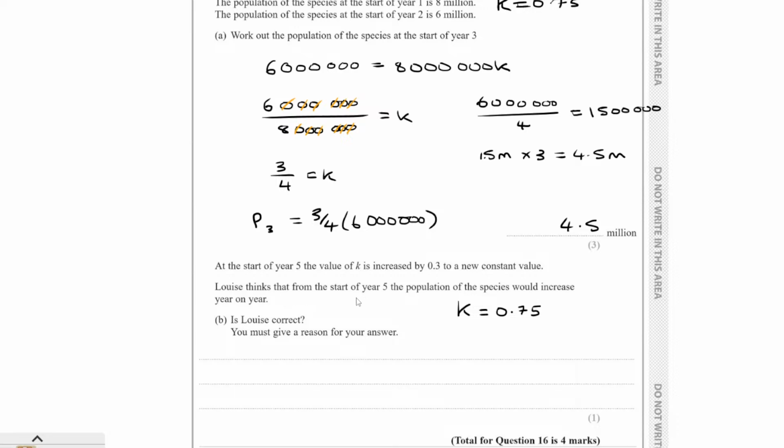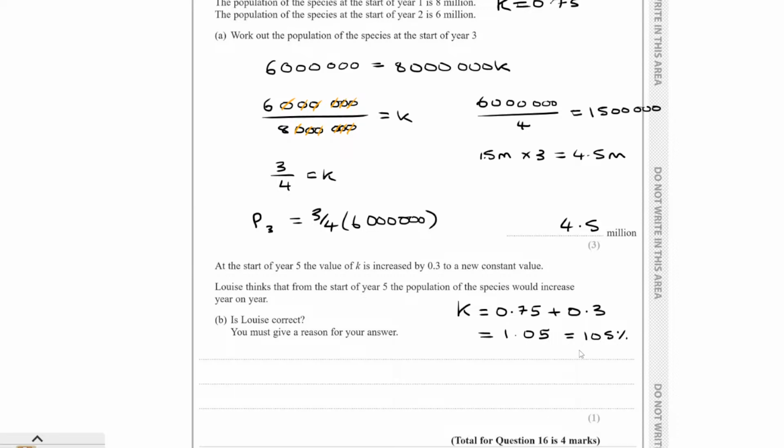Louise thinks that from the start of year 5, the population of the species would increase year on year. Is Louise correct? Well, let's work out what k would be. It's effectively a multiplier, isn't it? If you think about percentages, if I add that, see how that would give me 1.05? Which, if you convert that into a percentage, is 105%. So if every year the population is changing by 105%, is that an increase or a decrease? Originally it decreased because 0.75 is 75%. It's less than 100%, which means it decreased. Now, it's increasing by 5% every year.